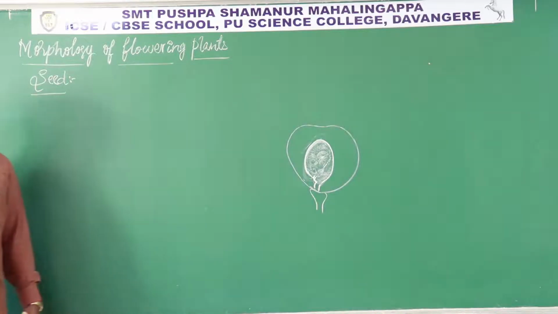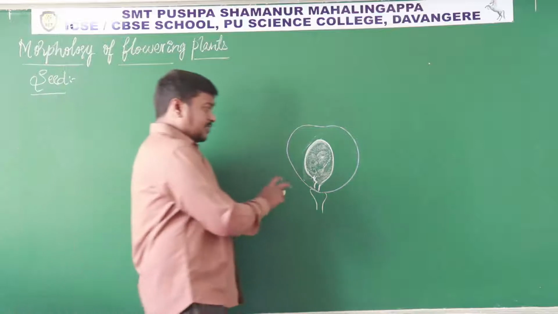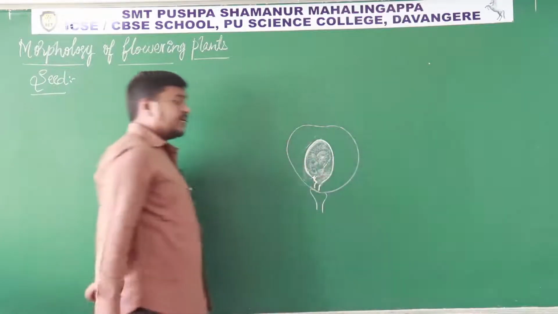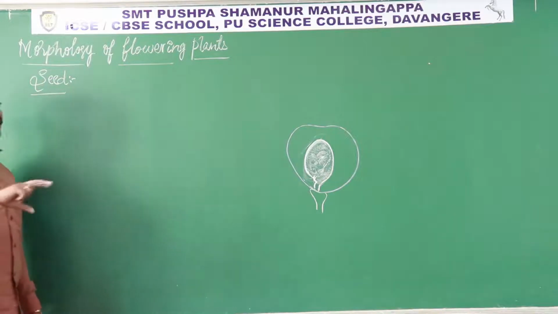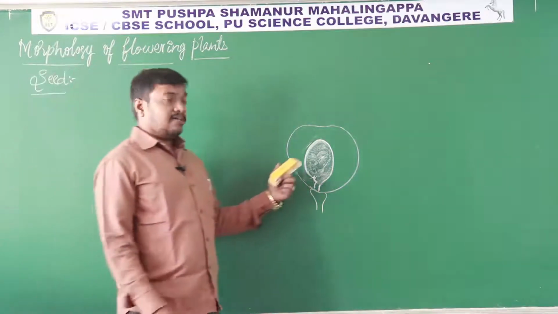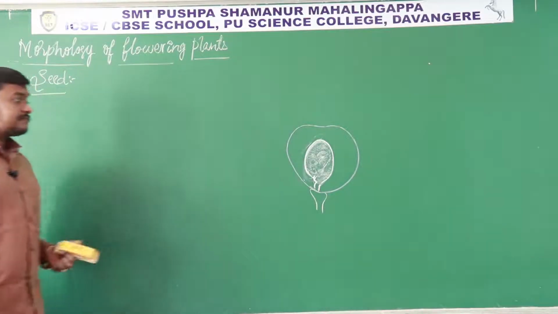So this is how the seeds and the fruits are formed, and the formation of the seed and the fruit is called a post-fertilization product. It is the process that happens after fertilization: formation of a seed as well as fruit.